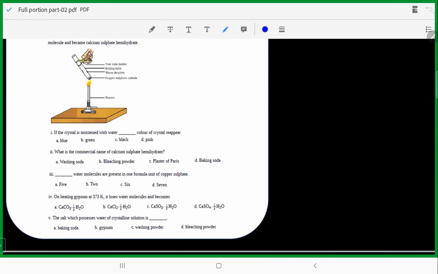So what is the question? The crystal is moistened with water, dash color of crystal appears. Blue, sir. It's a blue color, because copper sulfate pentahydrate will form, it becomes blue color. What is the commercial name of calcium sulfate hemihydrate? Plaster of Paris. Water molecules present in 1 formula unit of copper sulfate: it becomes 5. On heating gypsum at 373 Kelvin, it loses water molecules. The salt which possesses water of crystallization is gypsum. Okay, so that's all about the questions.